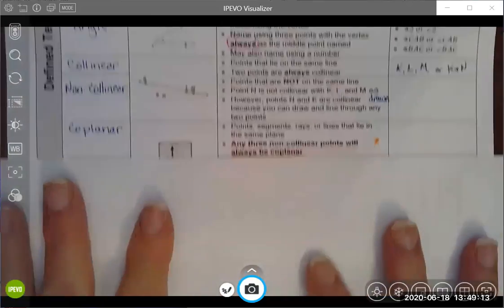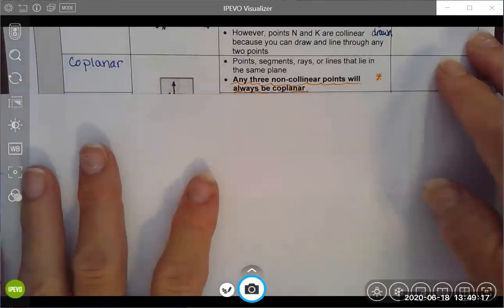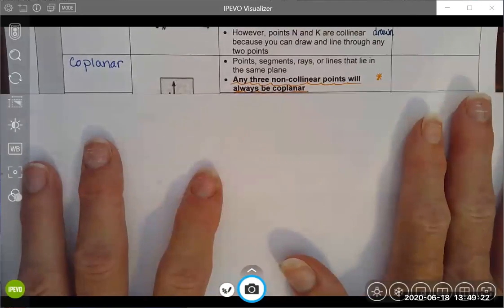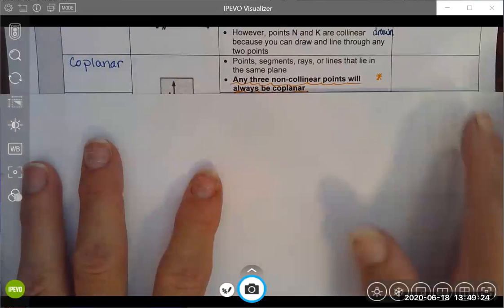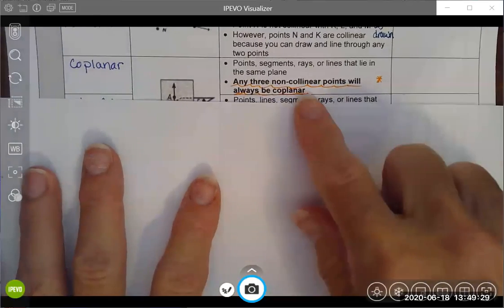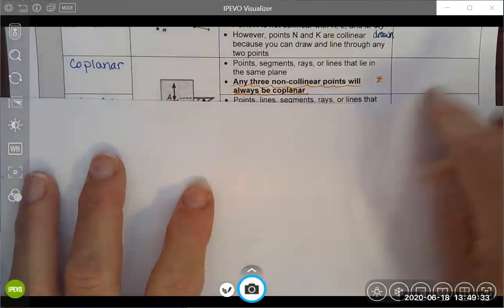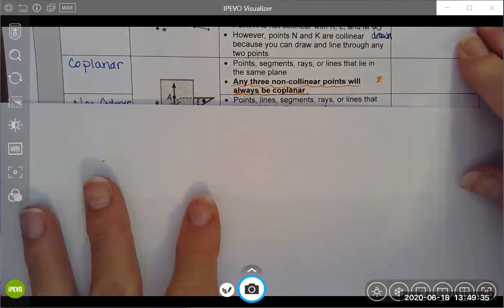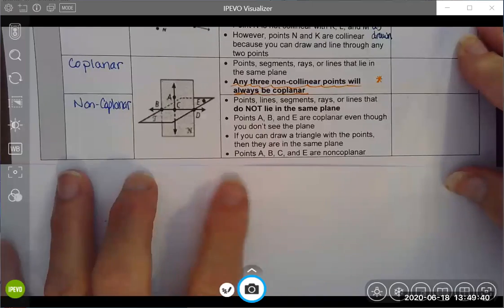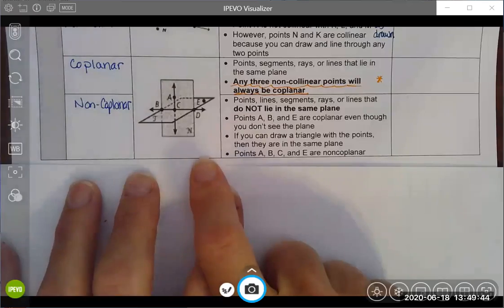We also have coplanar. Coplanar are points, lines, segments, rays, all these things that live on the same plane. If you think about this piece of paper as a plane, then every dot of ink on this paper would be coplanar. So any 3 non-collinear points will always be coplanar. And that's the important thing to remember. Any 3 points can make a plane, unless they're collinear. And then lastly, we have non-coplanar.